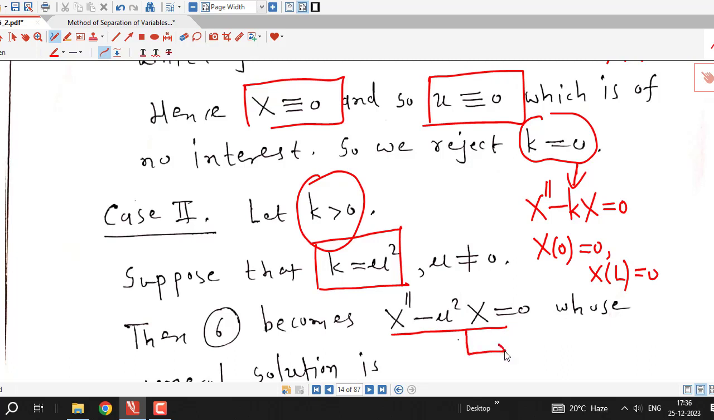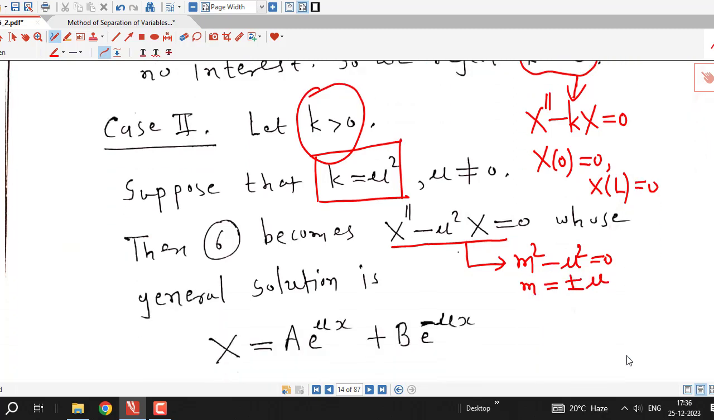And if I write down the auxiliary equation, I have m square minus mu square equal to 0. That will give me m equal to plus or minus mu. And therefore, general solution of this equation is a times e raised to mu x plus b times e raised to minus mu x.